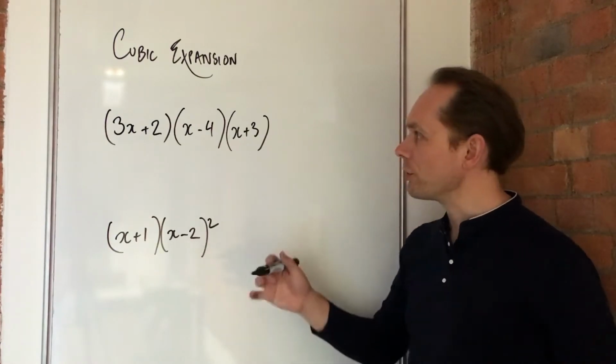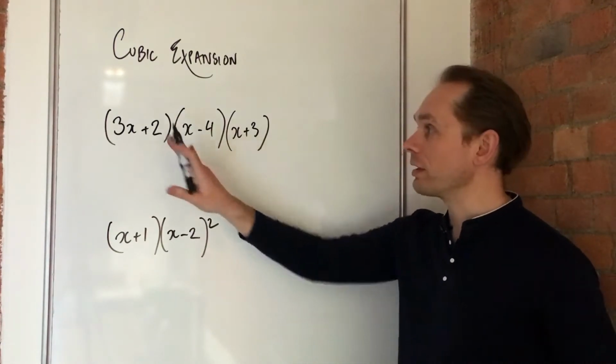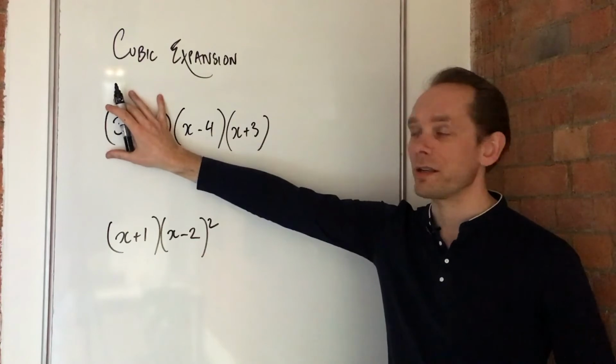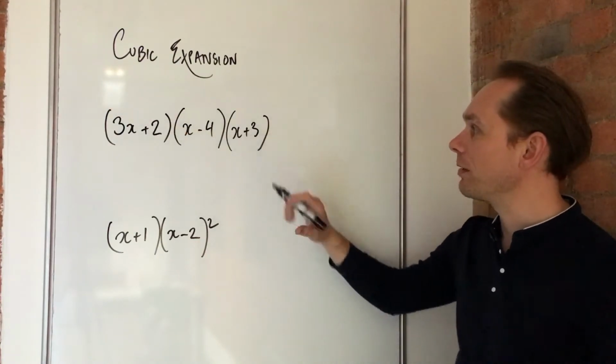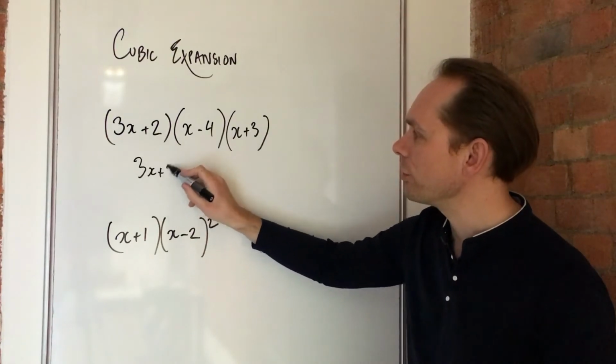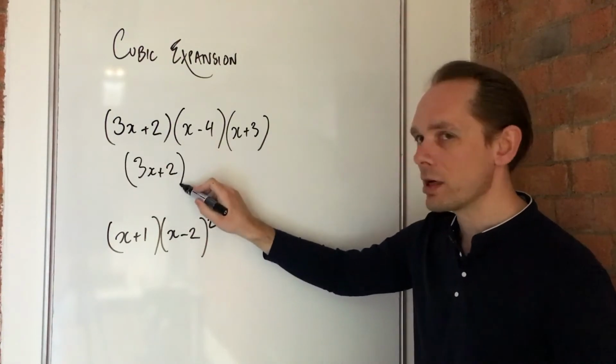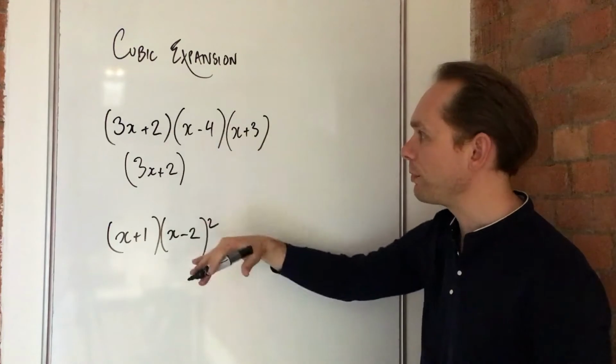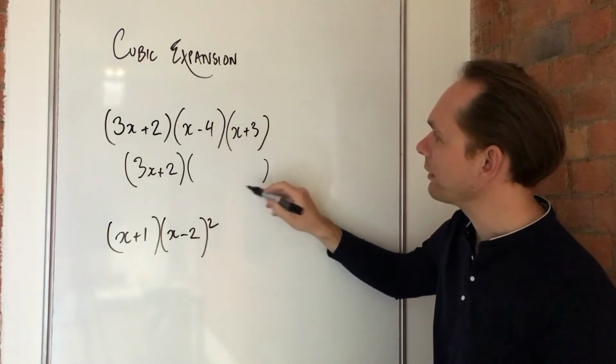What I recommend you do is start with 2 brackets and treat them like a quadratic. So in this example, I'm ignoring this one. I'm just going to do x minus 4 times x plus 3. So I'll leave this alone, 3x plus 2, but I'm going to write it down because I always want what I write down to be a true representation of what went before. But this time, this bracket is going to be expanded.